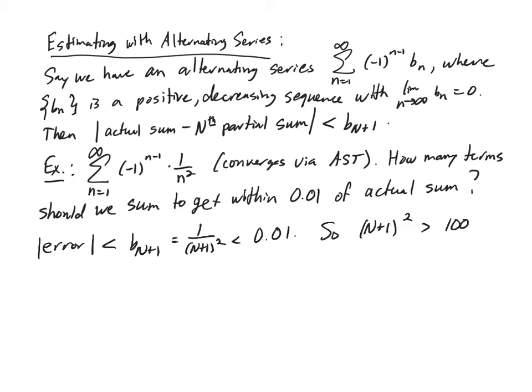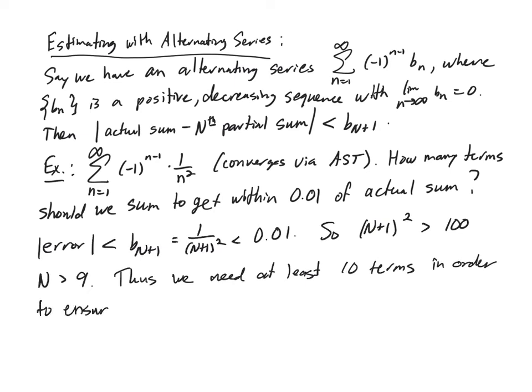And so obviously 10 squared is equal to 100, and so what I have here is that N should be greater than 9. 9 plus 1 is 10, 10 squared is 100, so N should actually be greater than 9 in order to make that inequality true, and thus we need at least, let's say, 10 terms, since N should be greater than 9, so we'll pick at least 10 terms in order to ensure our error is less than 0.01.